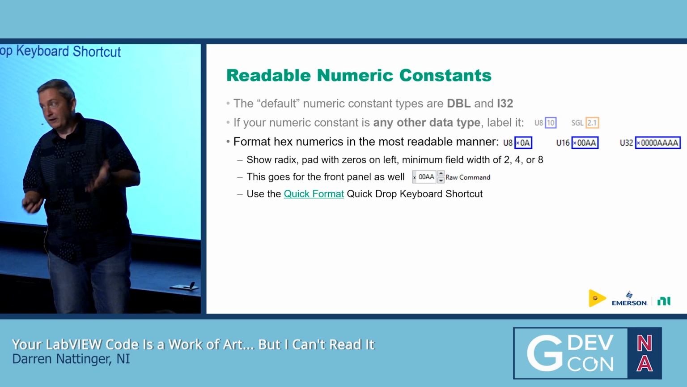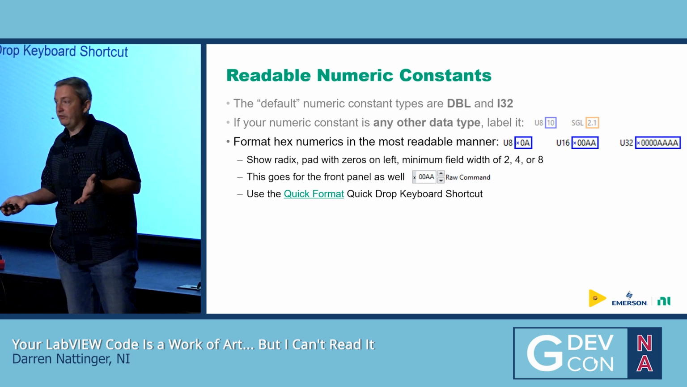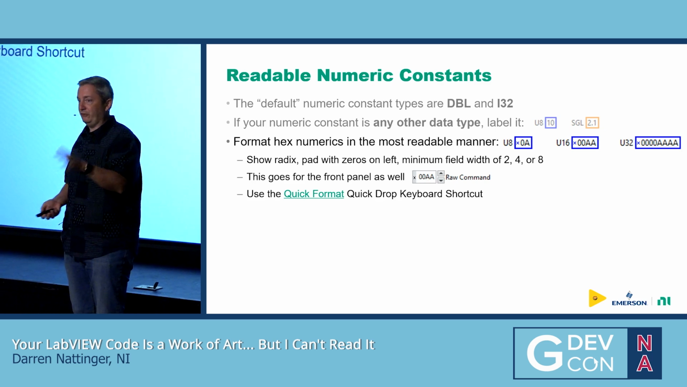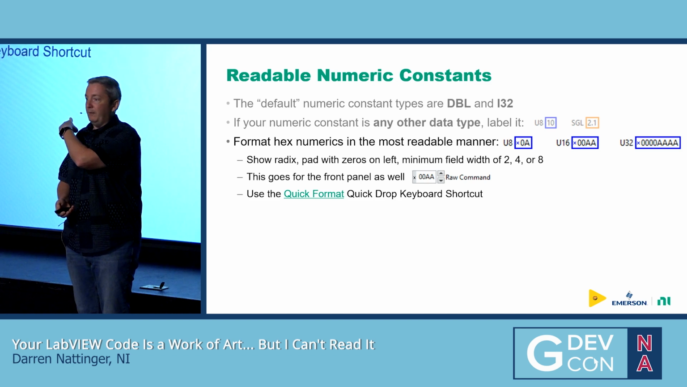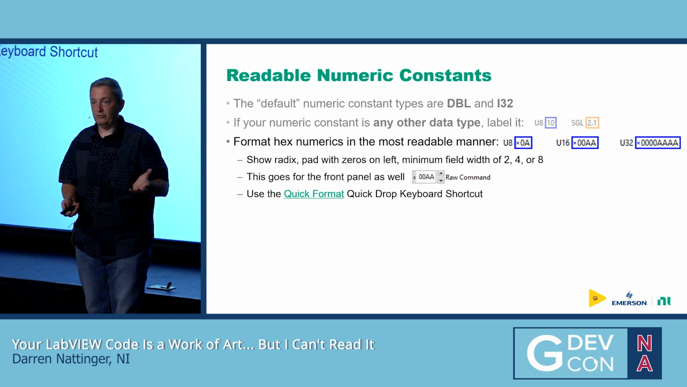There is a plugin on VIPM called Quick Format, written by Tim Robinson. And it handles all of that for you. You click on a numeric, press Control-Space, Control-whatever, I forget what he used. And it basically does all of that automatically. It also works on numerics on the front panel as well. So I highly recommend using that tool.